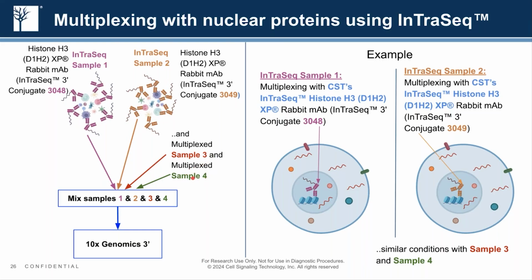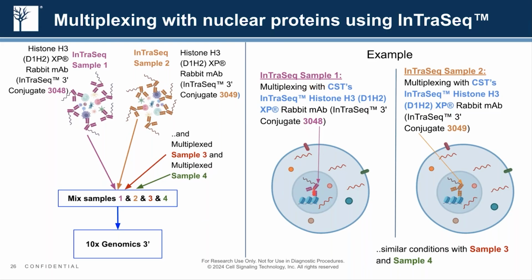And then when you're ready, when you finish the InTraSeq experiment, you can pool and mix your samples together and then process them in a single cell experiment. This way you can save on your single cell reagents. So this is an example of what we're trying to show.